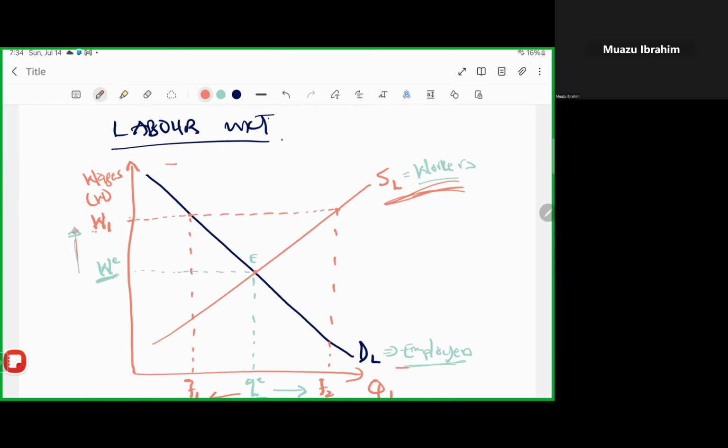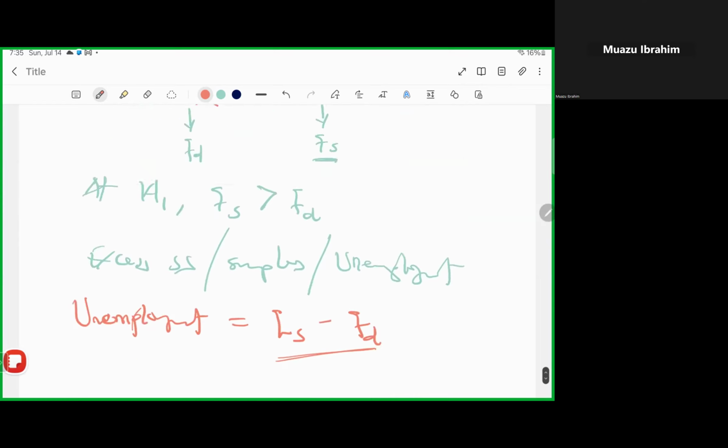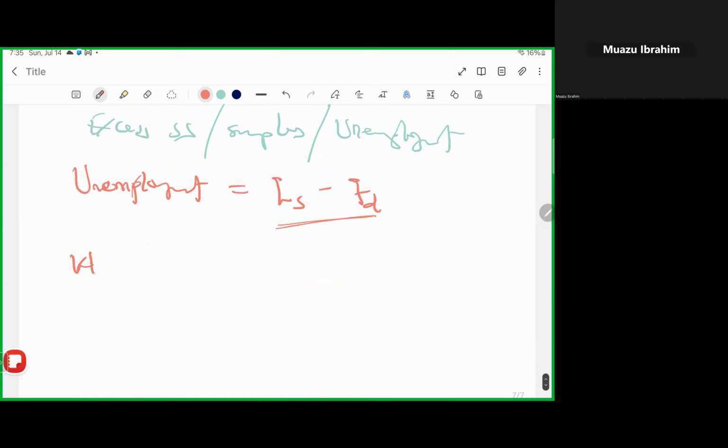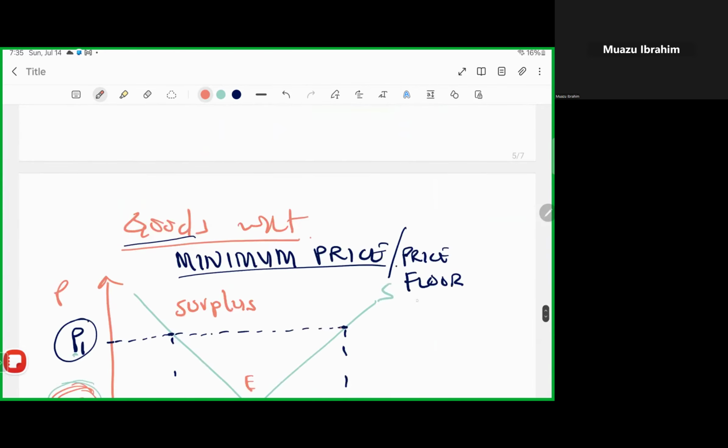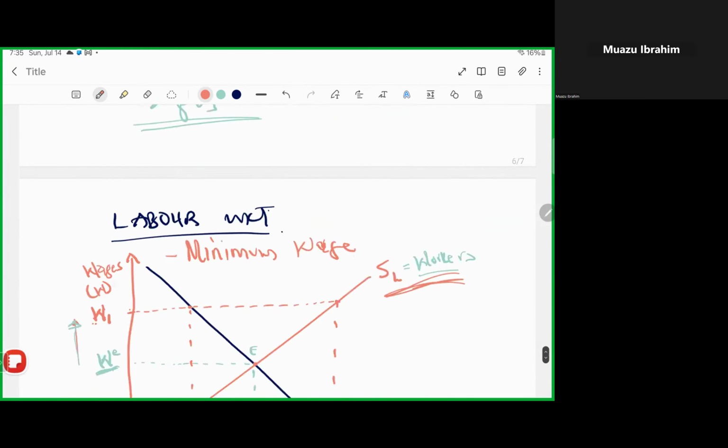We are looking at the minimum wage in this case. Remember, the first one, we were looking at the minimum price. So here we are looking at the labor market, and we were talking about the minimum wage. So this W1 becomes the minimum wage, or as we said, it is also a price floor.